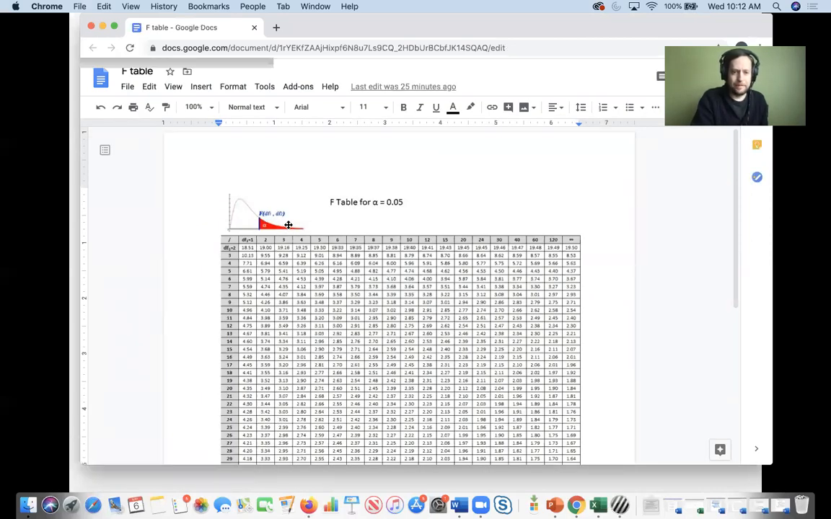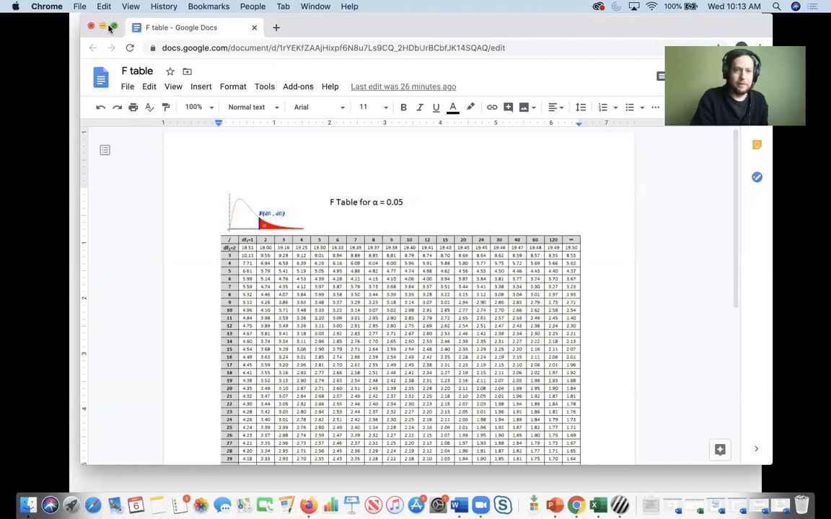Here's an F table, this red filled in part right here. I know it's a little small, but this basically represents the critical region. So if the F that you calculate is bigger than this critical F right here, you have a significant effect.